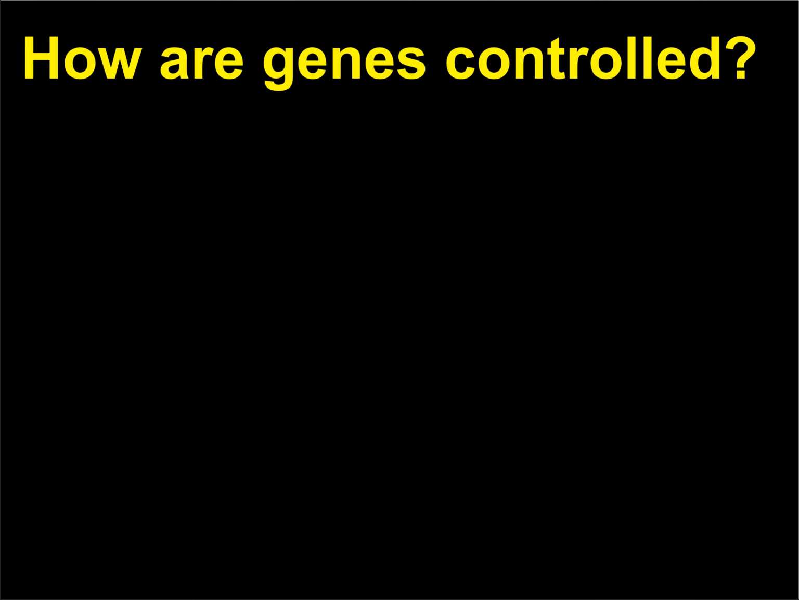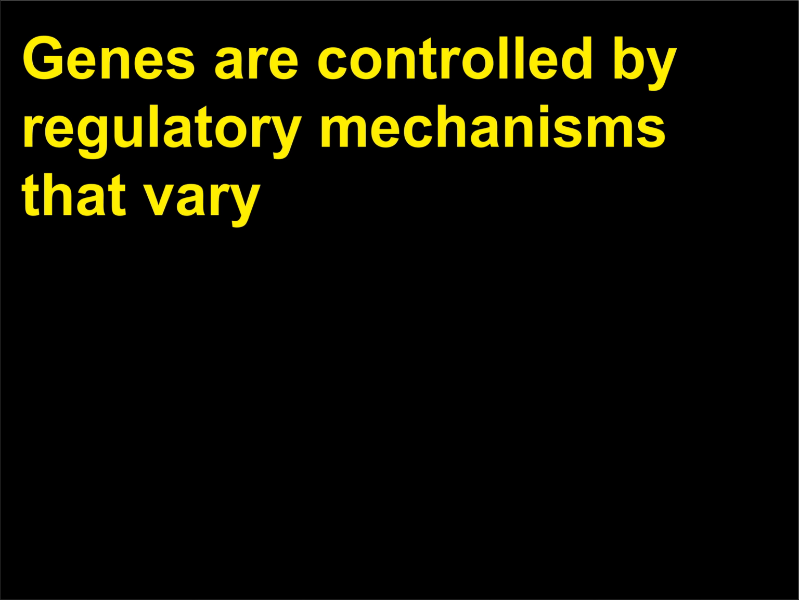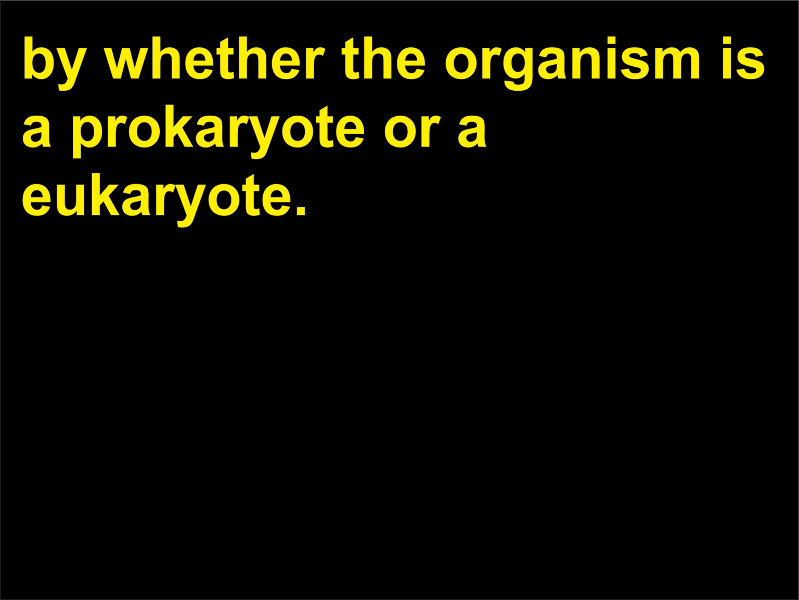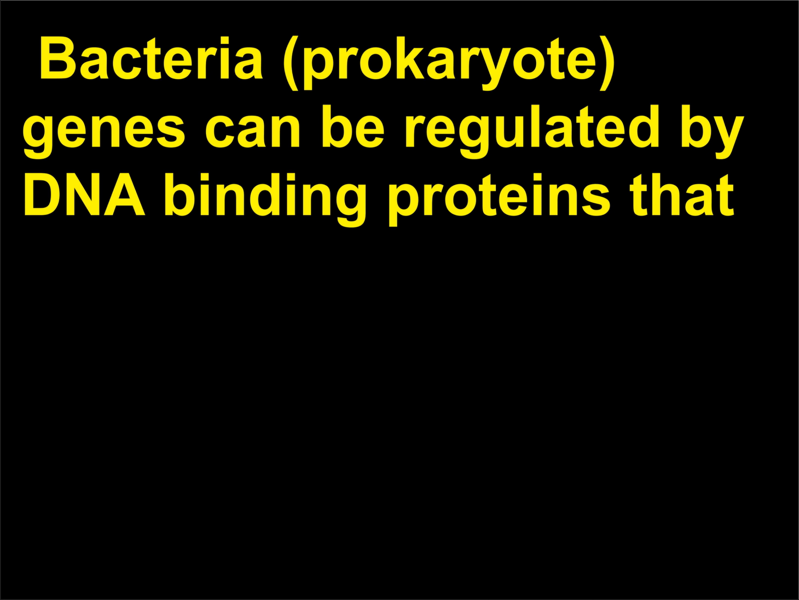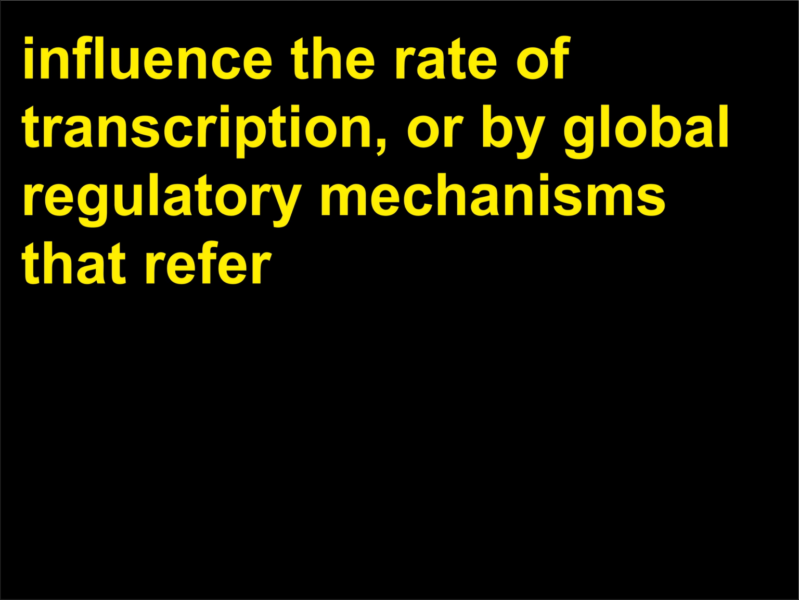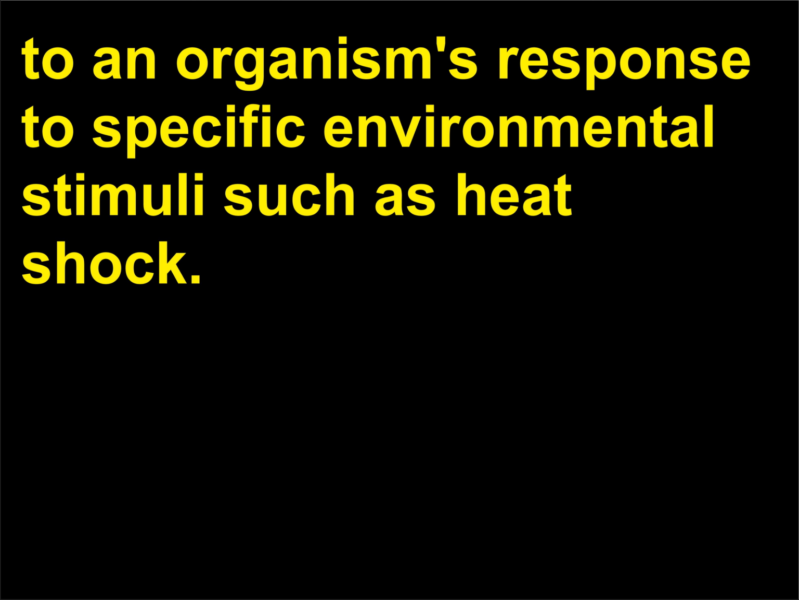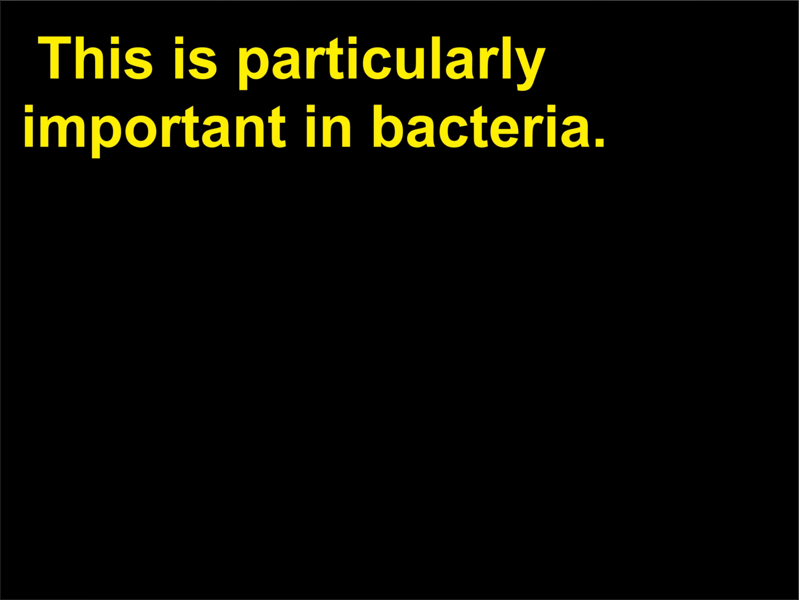How are genes controlled? Genes are controlled by regulatory mechanisms that vary by whether the organism is a prokaryote or a eukaryote. In bacteria, prokaryotes, genes can be regulated by DNA-binding proteins that influence the rate of transcription, or by global regulatory mechanisms that refer to an organism's response to specific environmental stimuli such as heat shock. This is particularly important in bacteria.